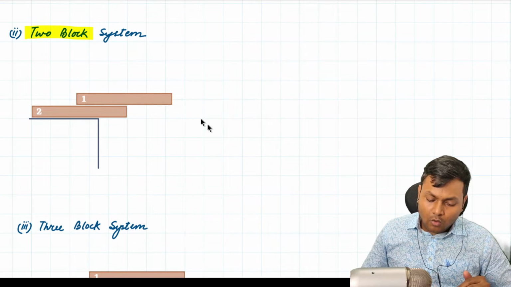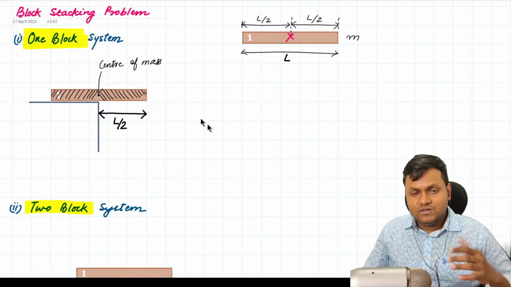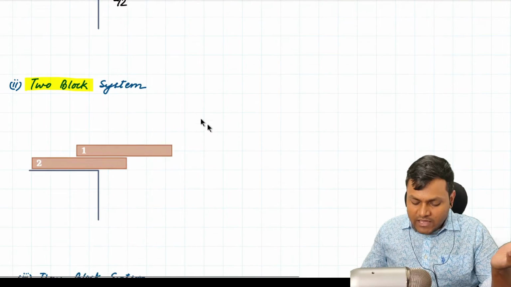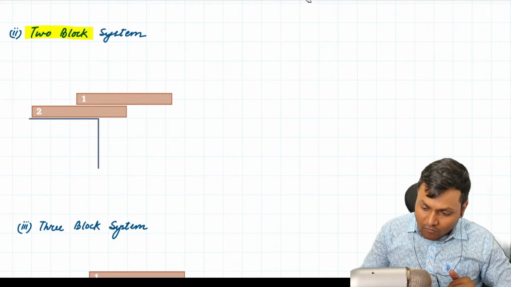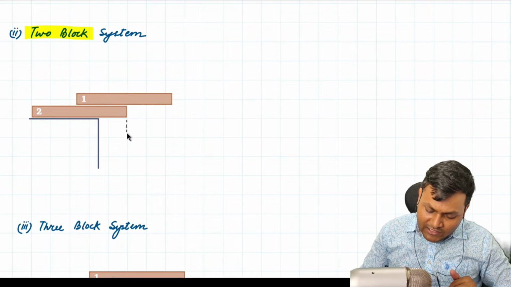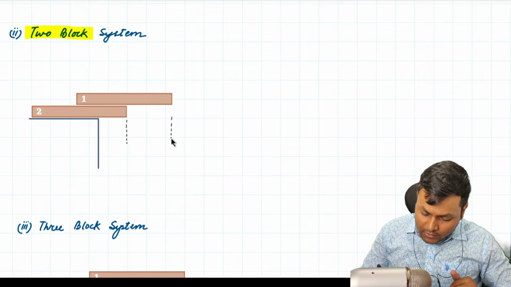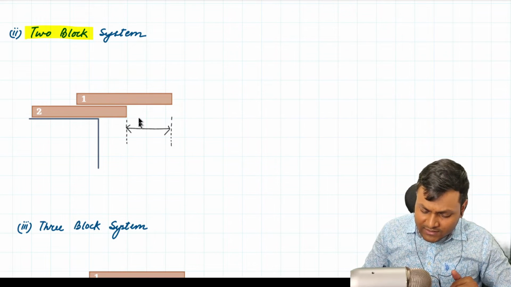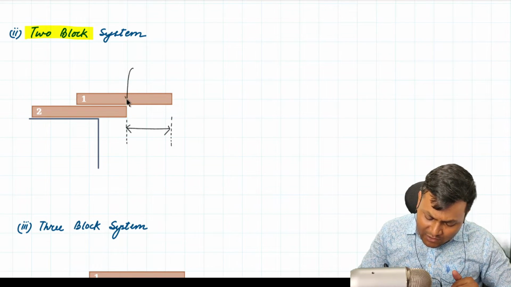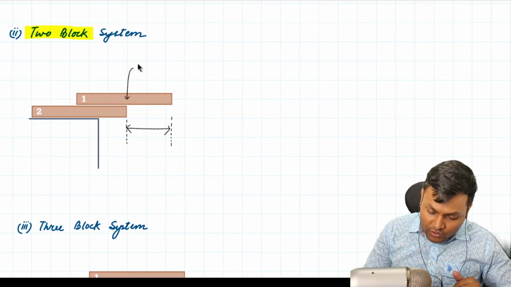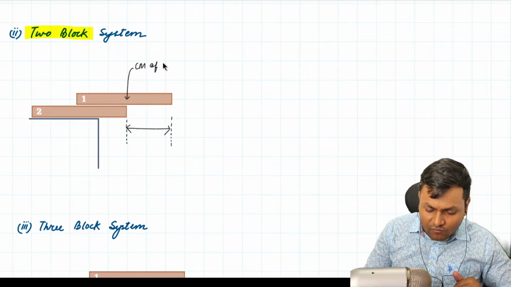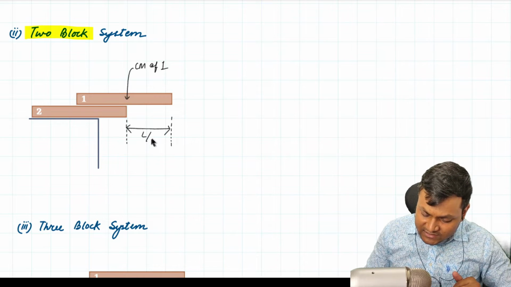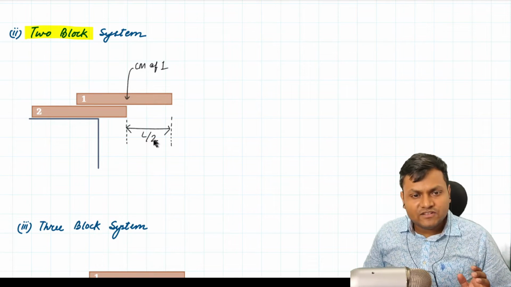To balance block 1 over block 2, the conclusion is very simple. If I want to balance block 1 over block 2, then I need to make sure that block 1 is hanging in such a manner that its center of mass lies exactly on the edge of block number 2. So this is the center of mass of block 1. That means it is at a distance of L/2. But that itself is not enough.